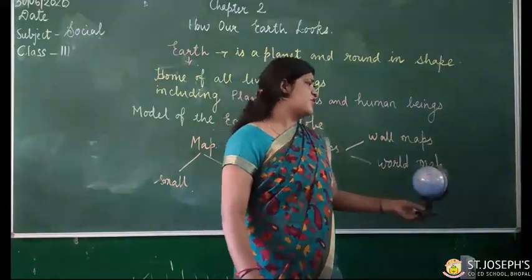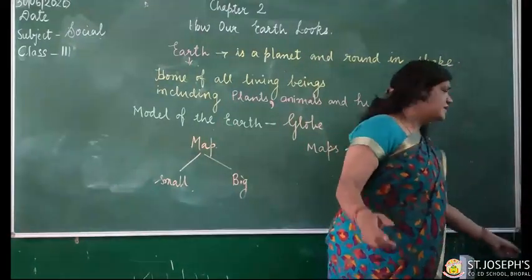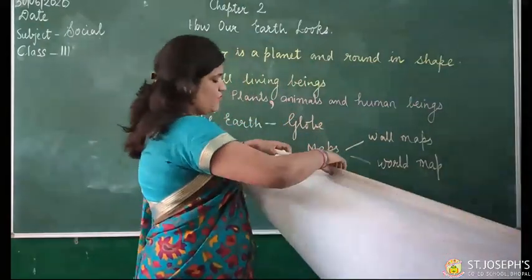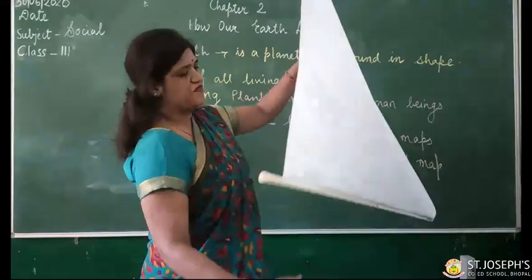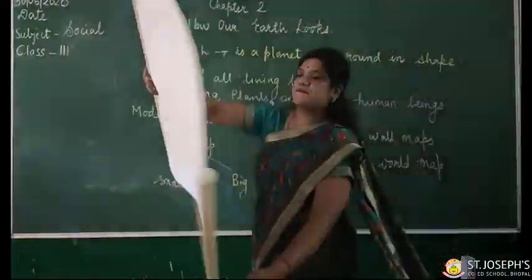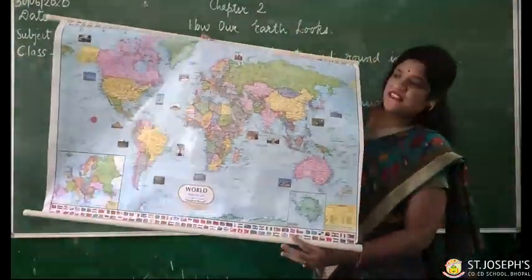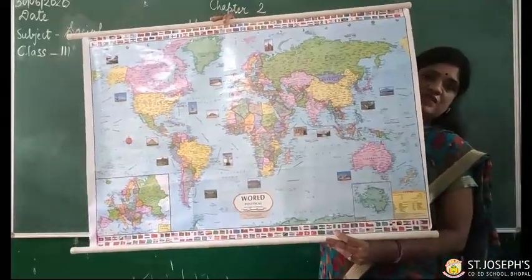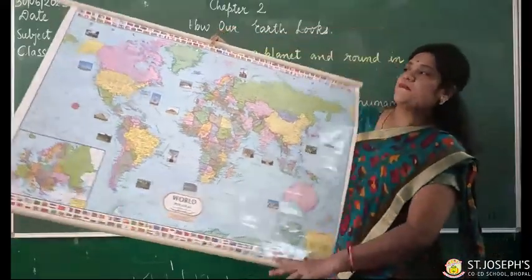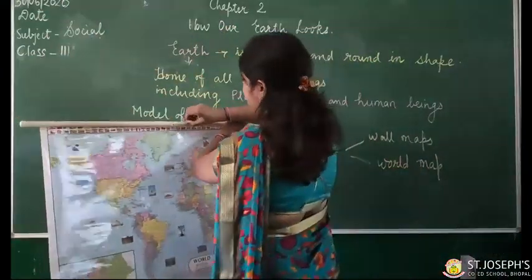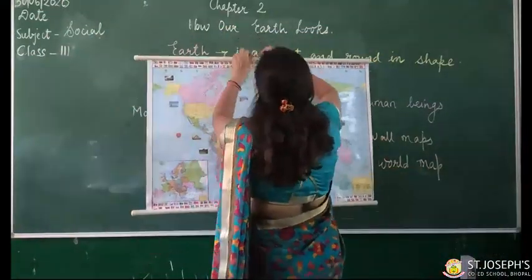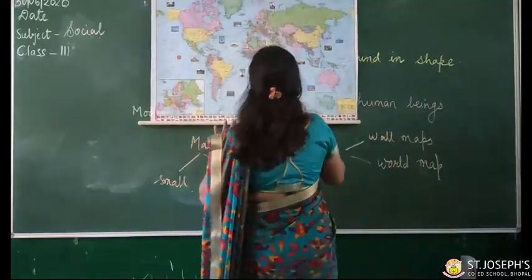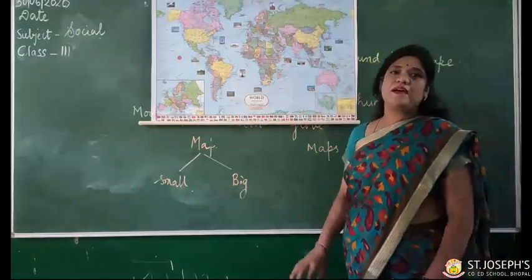Now the question arises: how can we see the Earth? For that, children, we have maps. Map of anything. This is a map. I am showing you the world map. Can you see this? I am hanging it also. Wait, children. Yes. So this is a world map, children.